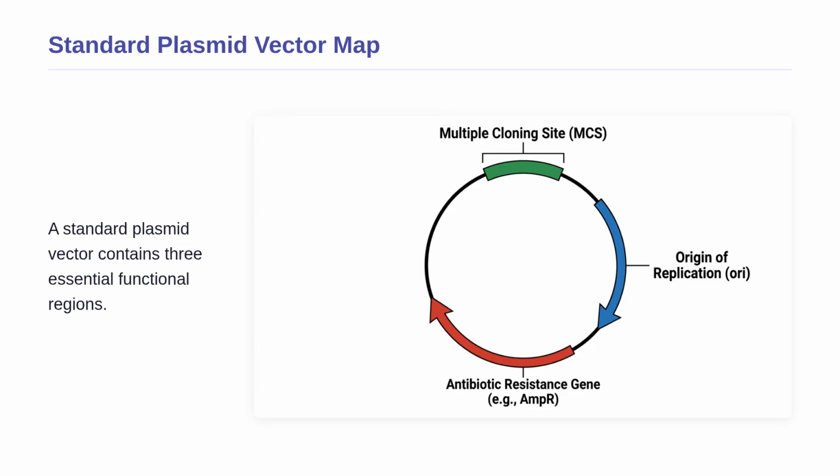At the bottom, the red arrow shows the antibiotic resistance gene, labeled AMP-R, which serves as our selectable marker. This simple circular design is what makes plasmids so effective for routine cloning of small DNA fragments.